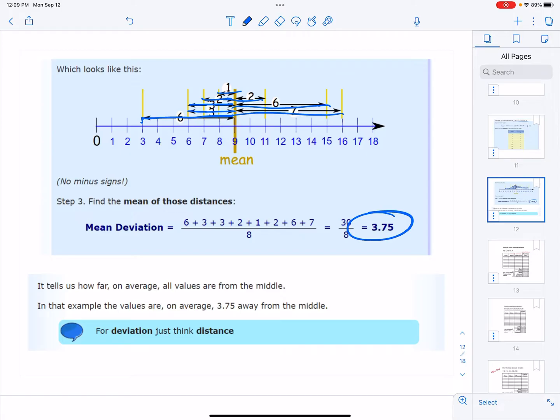Mean absolute deviation, really, the only thing we use it for is to tell us how good our data is. If that mean absolute deviation number is a really large number, then we know our data is not very good. It's very spread out. If our mean absolute deviation number is small, then that means our data is really good and all of our data is pretty close together. So let's see if we can actually do one.